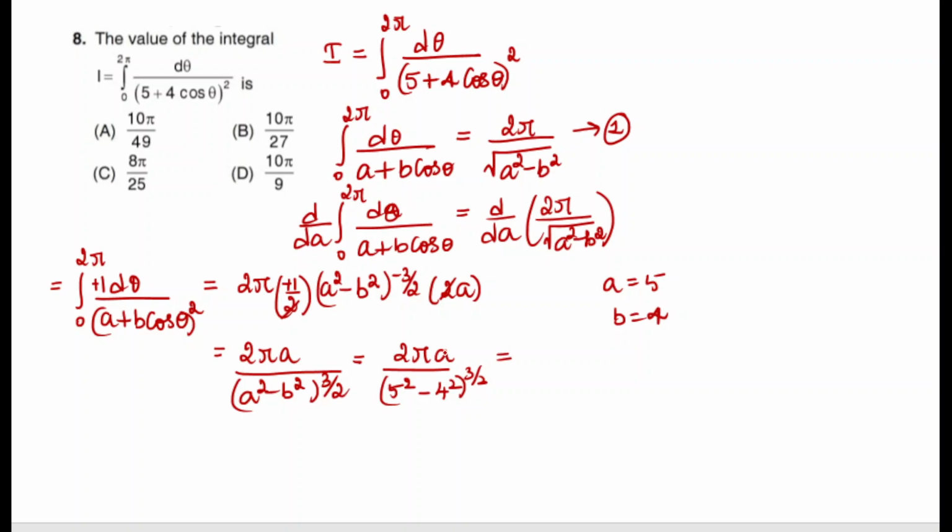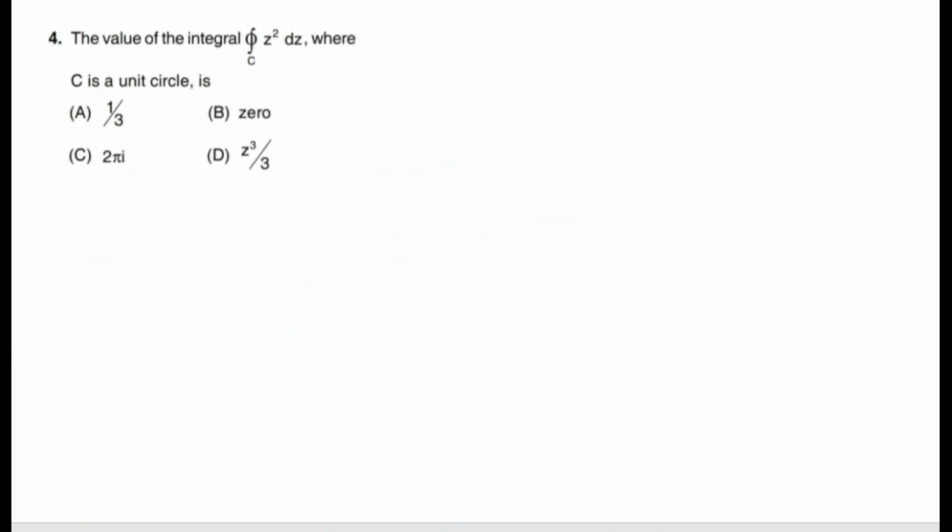Here also substitute. If I substitute 5, it will be 10 pi divided by 5 square is 25, minus 16, it will be 9 root, it will be 3 cube, which means it is 27. Okay, it is 10 pi divided by 27. Option B is the right answer. Yes, let us proceed to the next question.